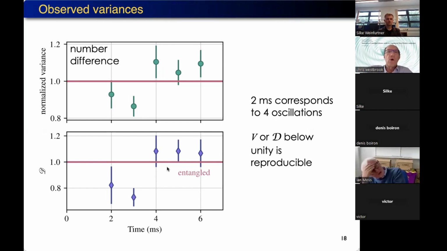Whereas if we wait longer, it seems to go away. This non-classical signature has disappeared. Now you might say that this is all hanging on one point here that's really decidedly below the variance, below this threshold of unity. But I want to emphasize that we've repeated this many times, and it's quite robust and reproducible.